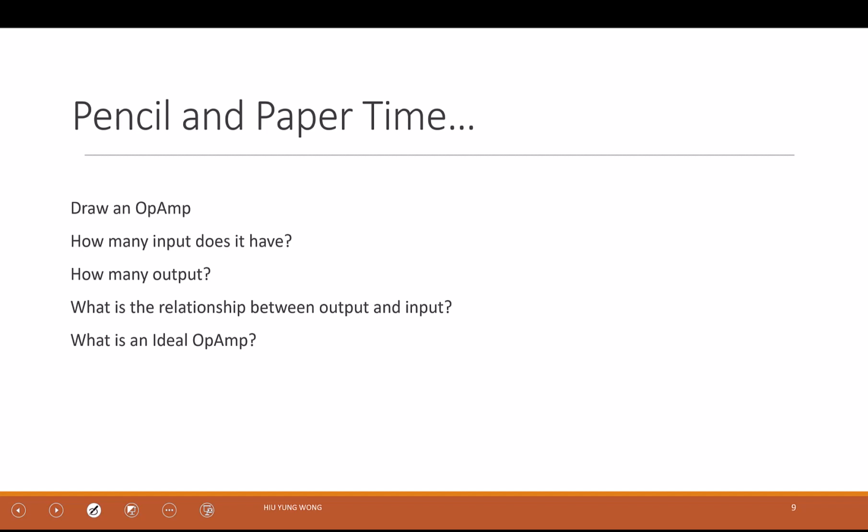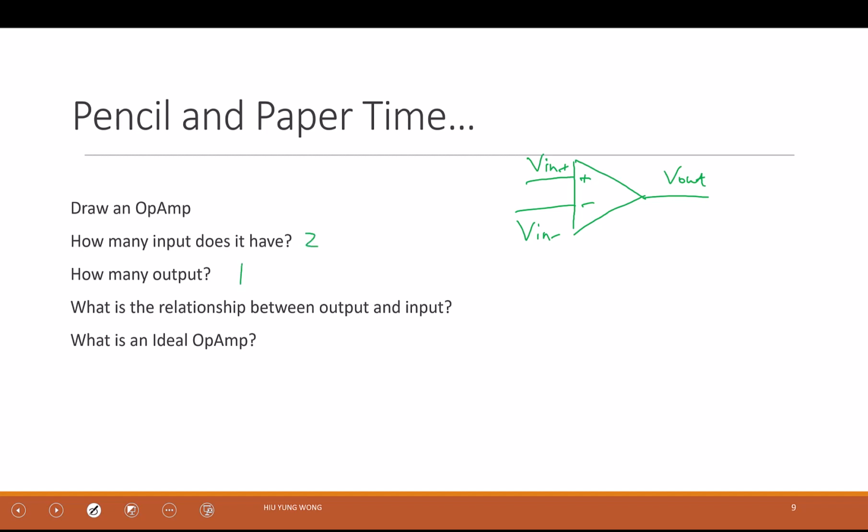Okay, so I will draw it in this way, right? It has two inputs. One is called V in plus, another is called V in minus, but you can call it anything. And then it has an output. This is the typical one, right? It can have other versions, but I will just draw it this way. It has two inputs and one output.